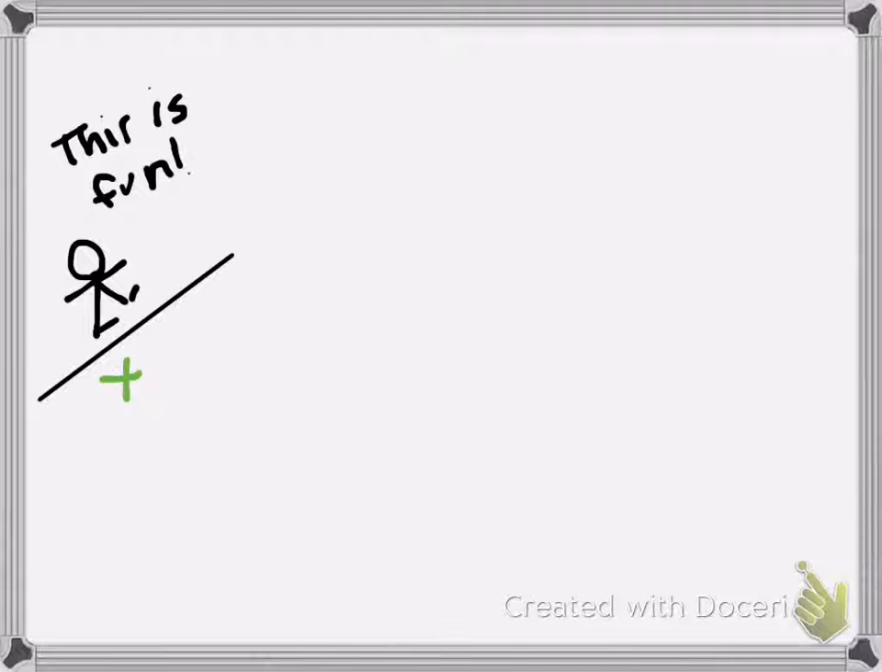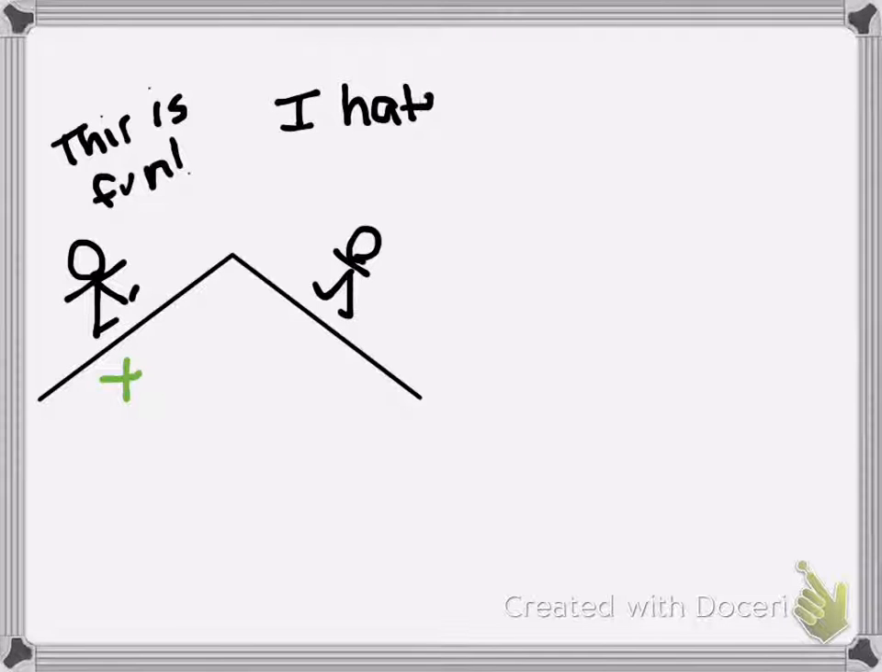And your person going up the side of the mountain does not have to look exactly like mine. It doesn't have to be perfect. The opposite of positive, and this is fun, would be something like this. The guy is going down the side of the mountain and he hates to ski. So this would be a negative slope.